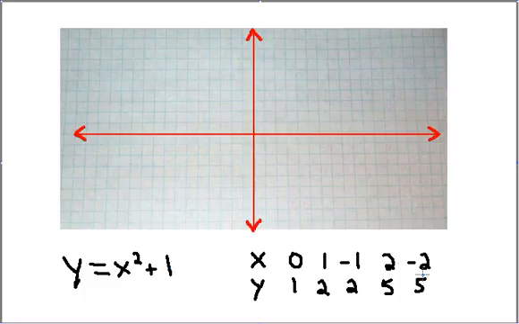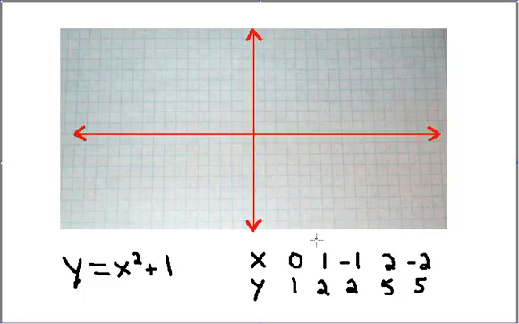And then the last one I selected was x as minus 2. If we go ahead and put a minus 2 in here, what's minus 2 squared? Well, minus 2 squared is minus 2 times minus 2. What is minus 2 times minus 2? Well, it's a positive 4, because once again, a negative times a negative is a positive. And that positive 4 plus 1 would then be a positive 5. So when x is minus 2, y is a positive 5.